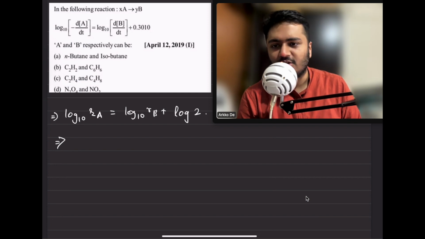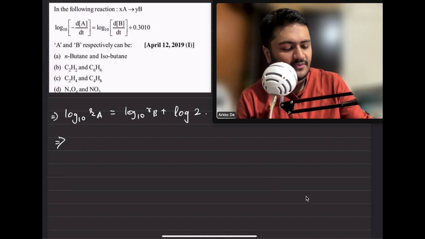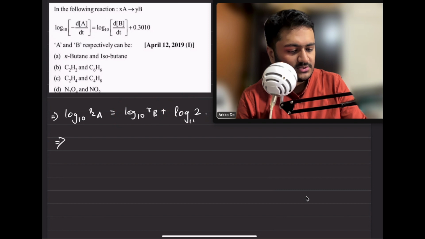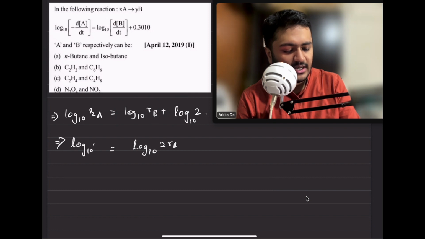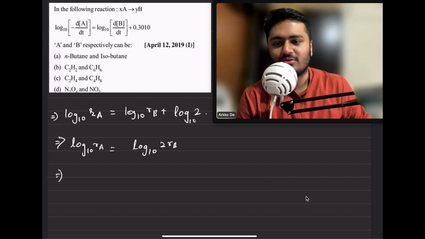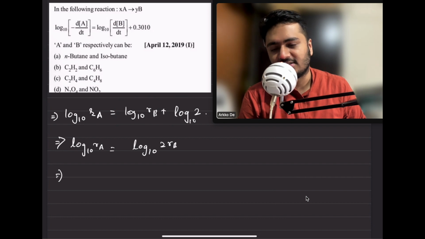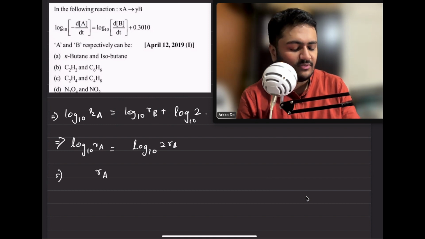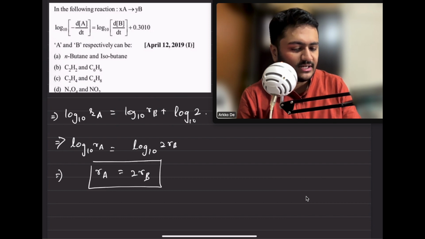So we need to use some principles of log. The first principle that we are going to use is log A plus log B is log AB. All right. So automatically I can tell you that log 10 2RB equals log 10 RA. Now we can cancel out the logarithmic functions from both sides, or you can say we can take anti-log both sides. So the log will get cancelled out, and we are left with RA equal to 2RB. So this is the equation that we have got.